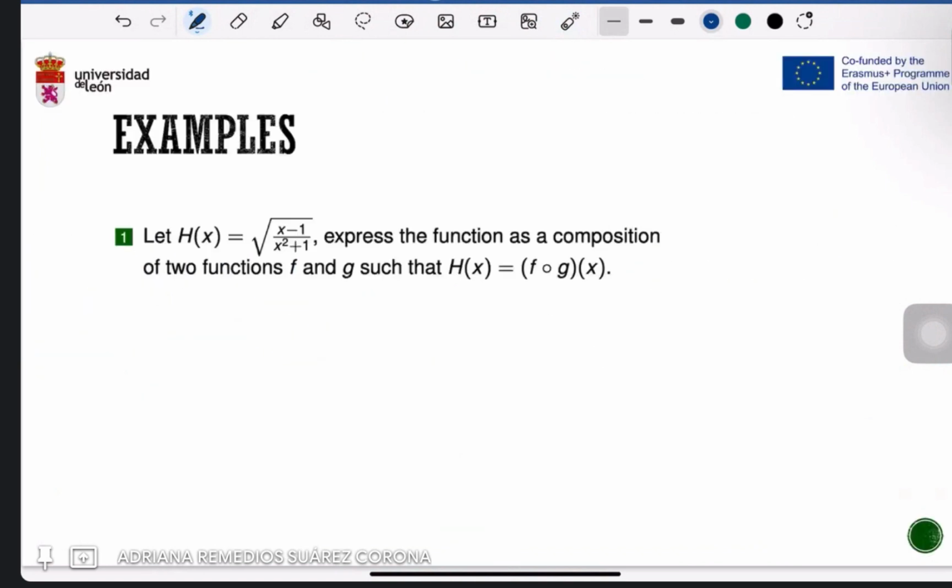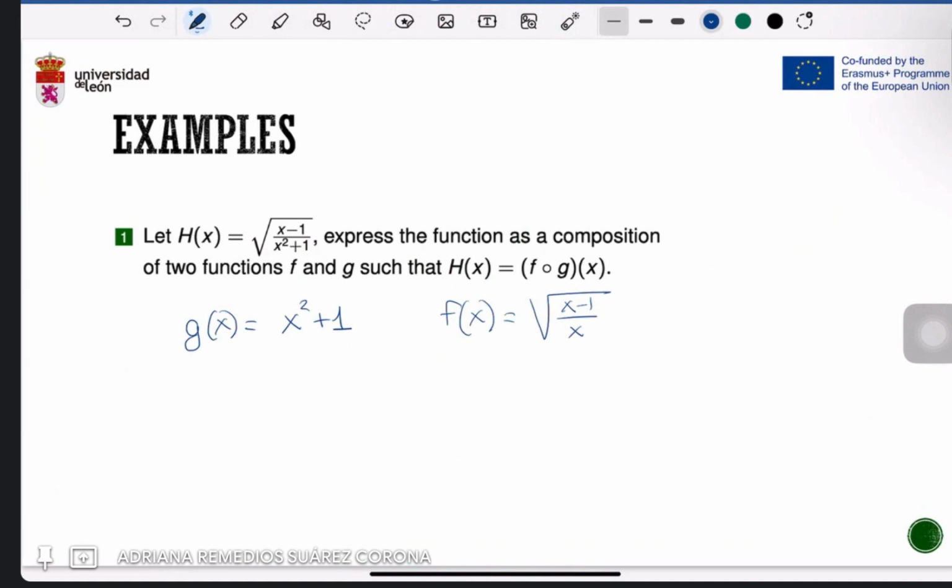Now we will do an exercise in the other direction. We're given a function and we need to express it as a composition of two functions f and g, such that when we compose them, we get this whole function. In this case, we can get different answers, and the different answers can all be correct. For example, we could consider that g first does x squared plus 1, and then we apply f of x equals square root of x minus 1 over x.